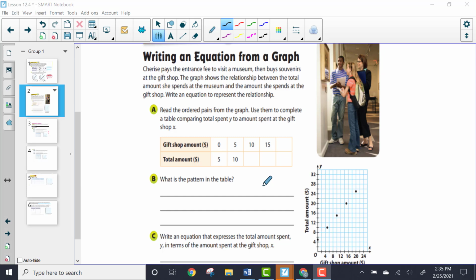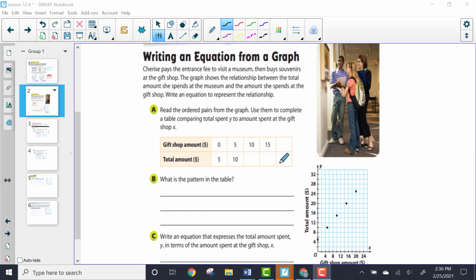Okay, so the story problem that goes along with this is Charisse pays the entrance fee to visit a museum, then buys souvenirs at the gift shop. Then what's a better souvenir than that gigantic stick of sugar that you can get as a souvenir at a souvenir shop? The graph shows the relationship between the total amount she spends at the museum and the amount she spends at the gift shop. Write an equation to represent the relationship.